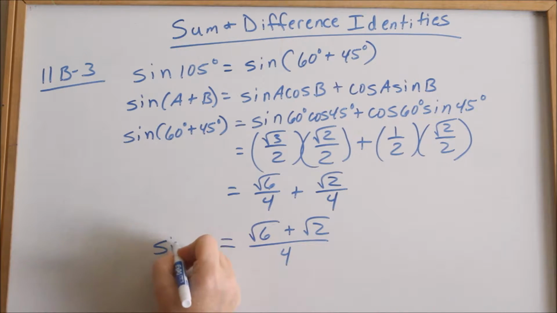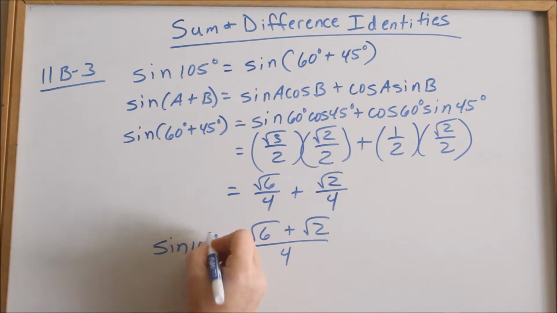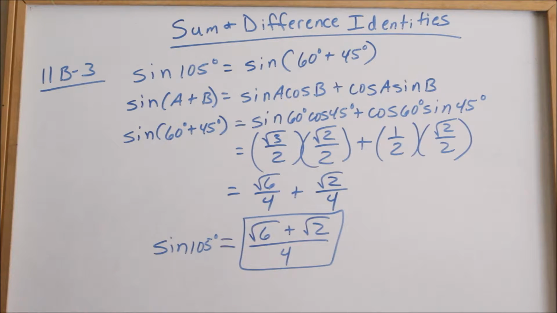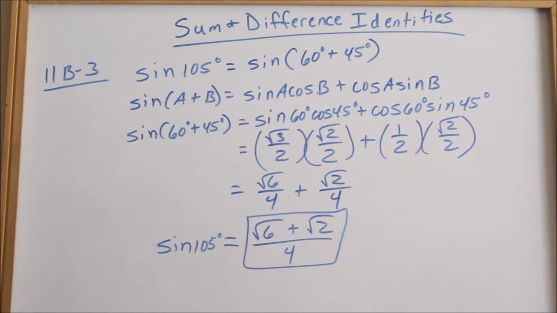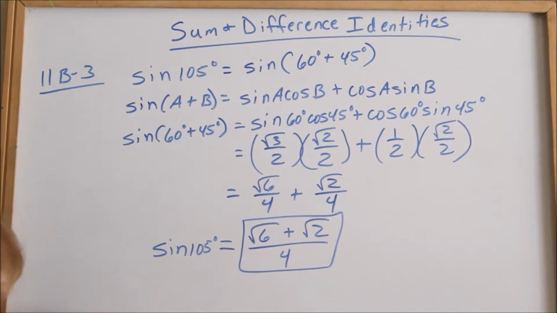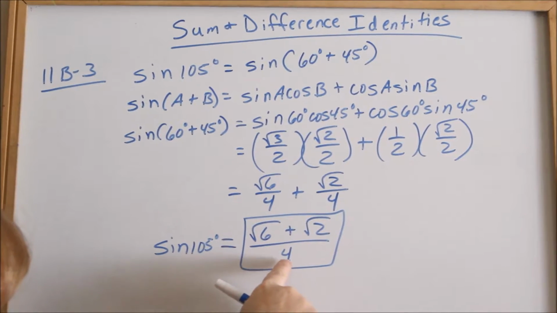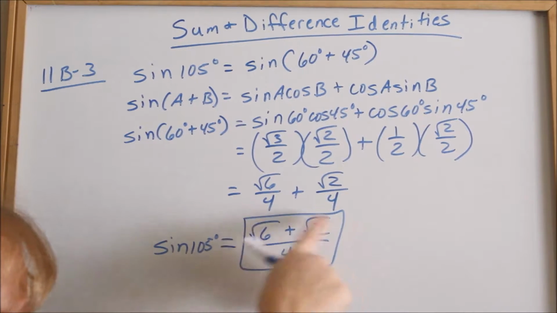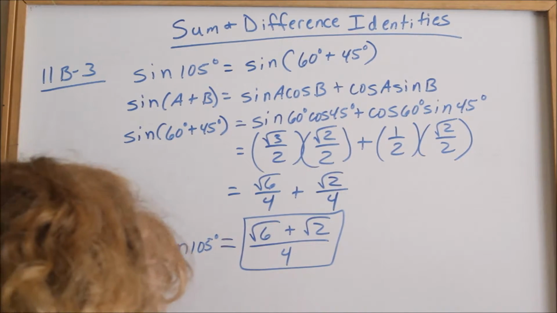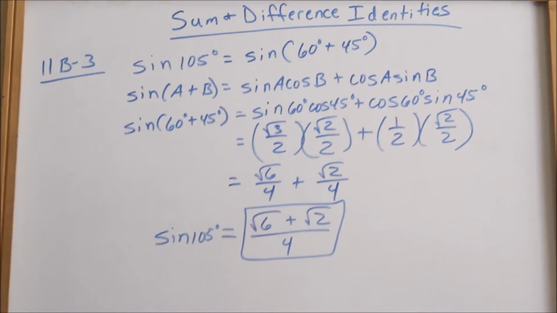So it turns out that sine of 105 degrees is the same thing as square root of 6 plus square root of 2 over 4. At this point, I always look to see if you can simplify your radicals. I can't, or reduce, because I don't reduce whole numbers with radicals, so it stays just like that. Don't reduce each one of these by 2. That's not a legal math move.